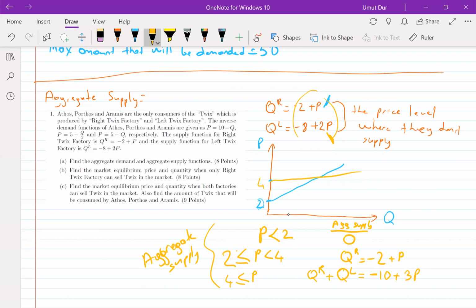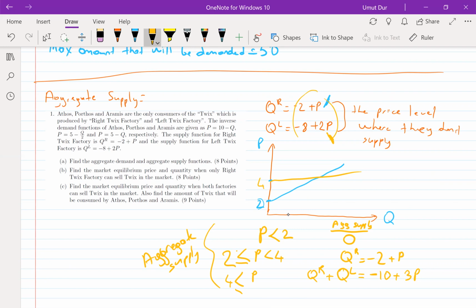Burada aggregate supply dikkat ettiğiniz gibi basamaklı bir fonksiyon oldu. Yani belirli bir fiyat P'den küçükse 0, P bilmem ne ile bilmem ne arasında ise sadece right firm. Okay. Eğer burasını yanlış yazdım tabii ki. Eğer price 4'ten yine yanlış. Kusura bakmayın. Doğru yazmıştım. Eğer price 4'ten büyükse de her ikisi supply ediyor.